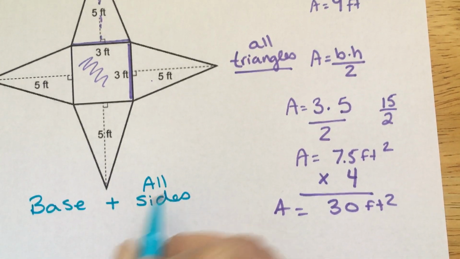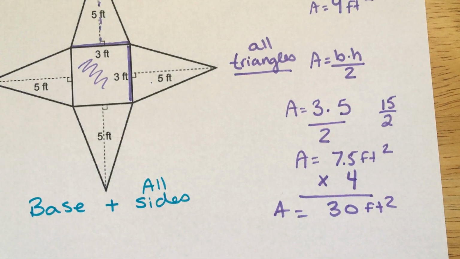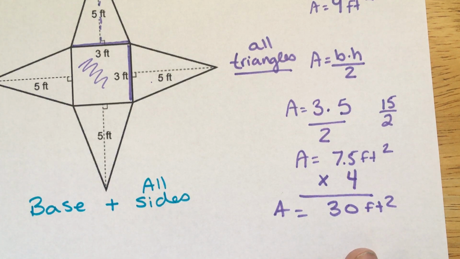I have to add the base plus all of the sides. And I'm going to tell you guys, don't try to do this without scrap paper. Okay, don't try to wing it. You're going to need to write this stuff down. There's too many numbers going on to try to figure these out.